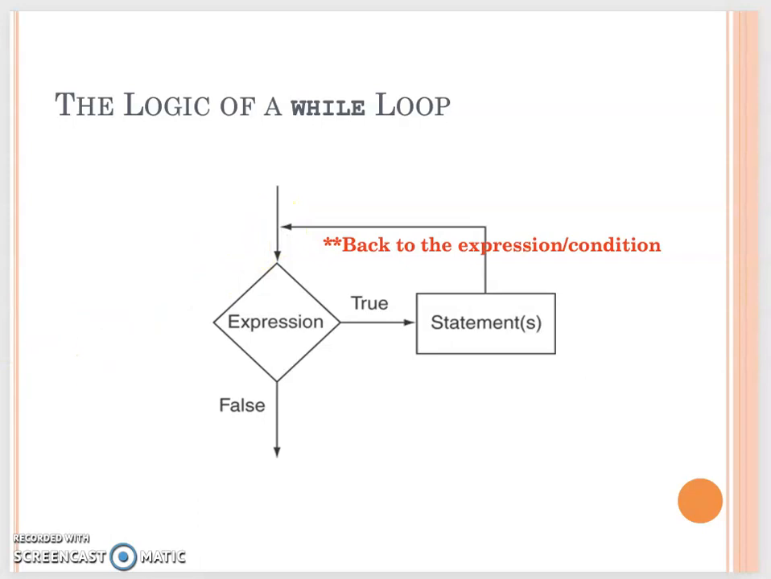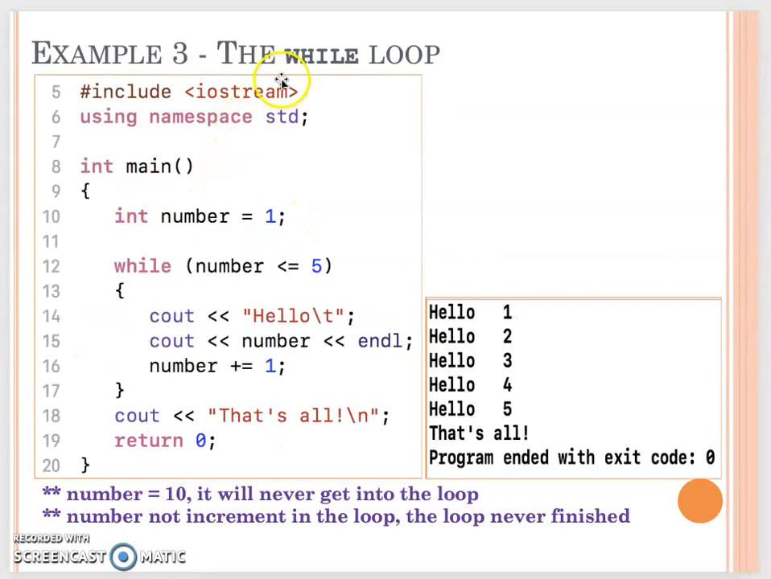So then we see the example. This example is example 3. You can see here, we need to have a condition, right? So that's why before that, we will define a variable. Usually we say this variable is a counter. So we have the number equal to 1.